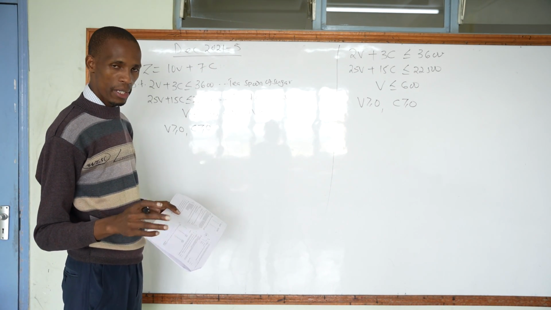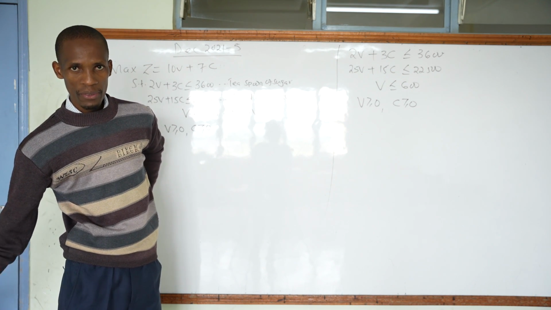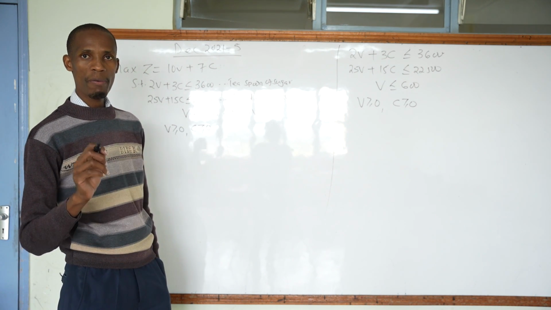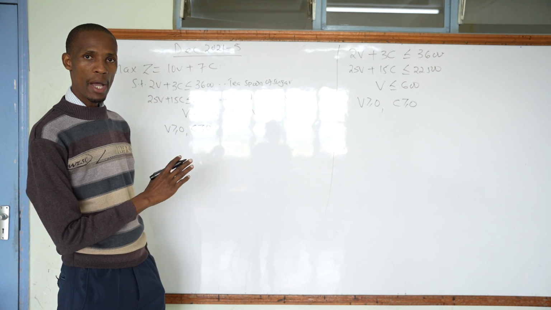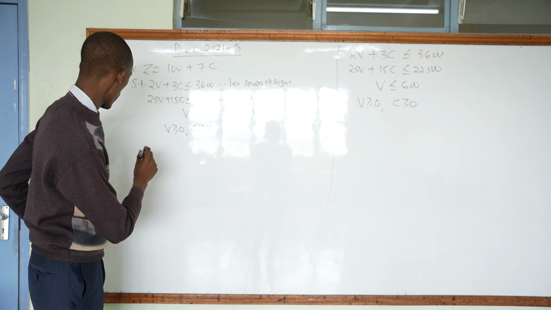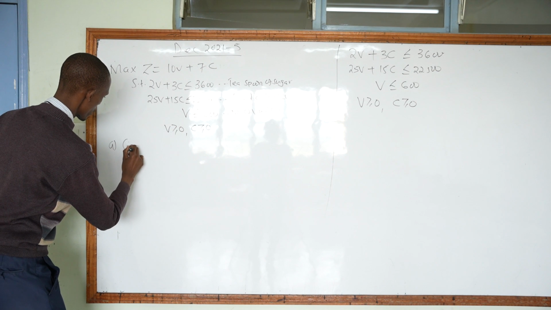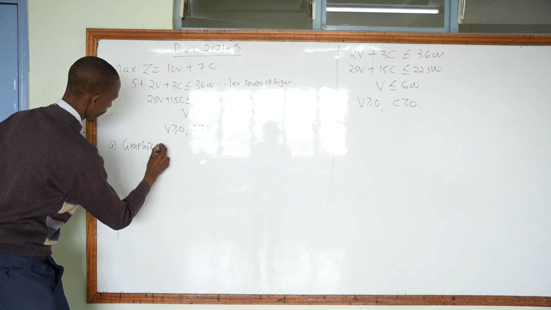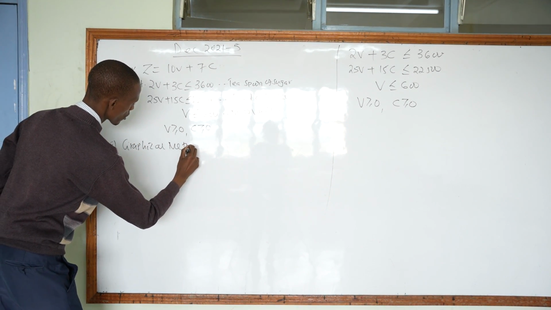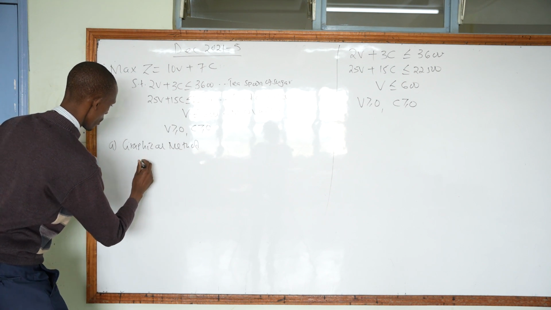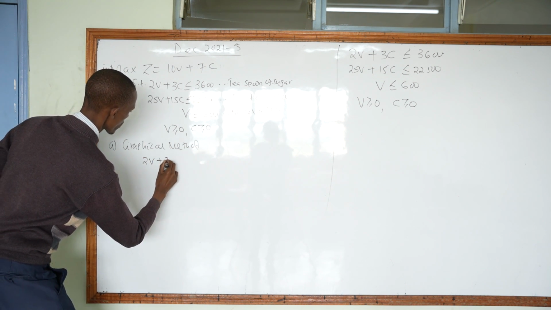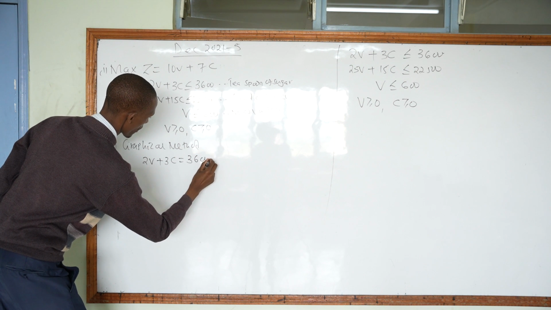After you complete the linear programming model, there are 2 ways of solving. The first one is the graphical method. I use the same case to solve using the graphical method. Graphical method means you draw the graph. Like now in this case, you have 2V plus 3C equals to 600.